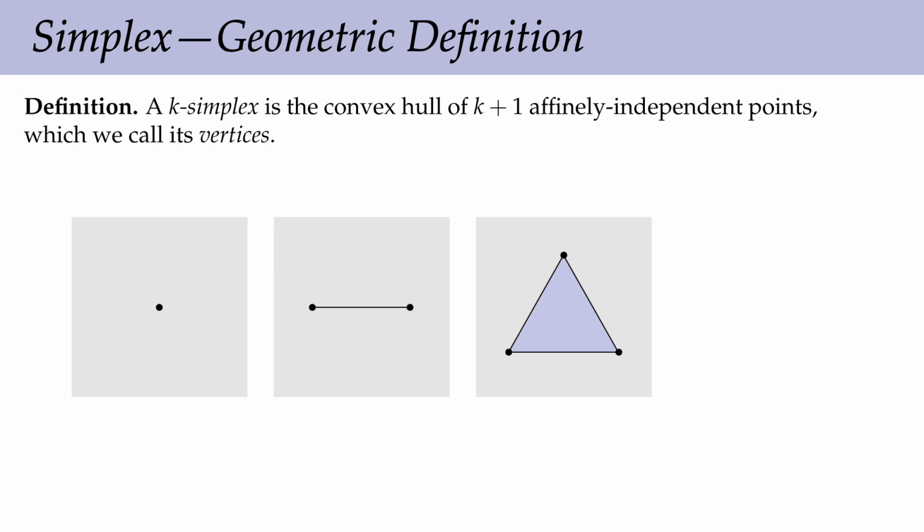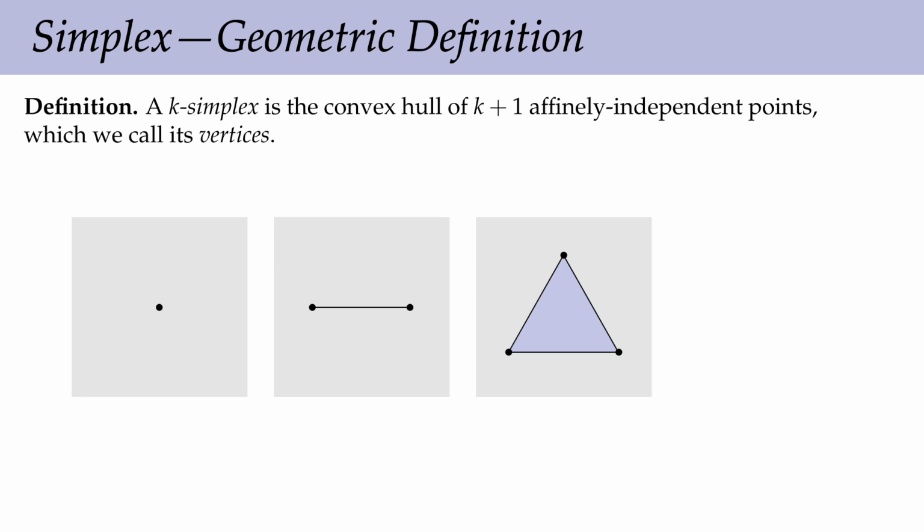By the way, why do we want to make sure that these points are affinely independent? Why couldn't we have just said a k-simplex is the convex hull of k plus 1 points? Well, there'd be a little bit of confusion then, right? Because if I have, for instance, 3 points that are all on the same line, and I take their convex hull, then I'll get a line segment rather than a triangle. So by making sure that they're affinely independent, I really know that 2 points give me an edge, 3 points give me a triangle, and so on.